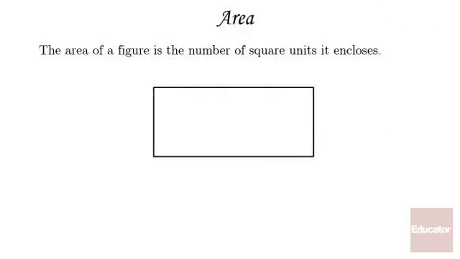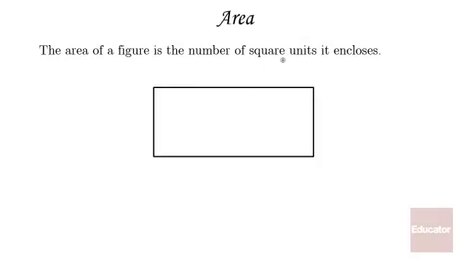Now first, let's talk about area. The area of a figure is the number of square units it encloses. Another way to think of area is how much space it covers. Let's say you have to cover your book. That's all area because you're covering something. It's how much space you're covering. If you have a hole in your jeans and you need to patch it up, that's also area, because it's the space that you're covering.